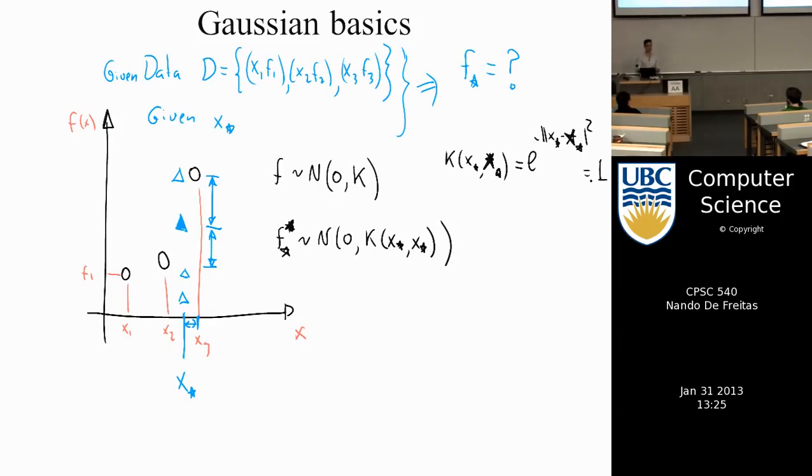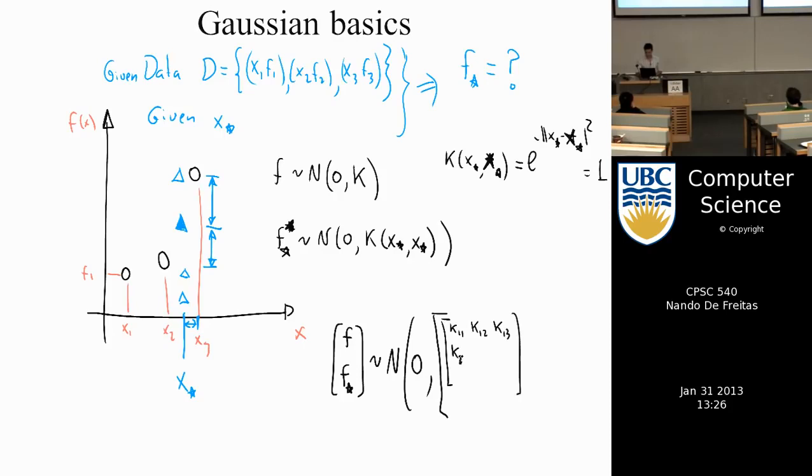So I can't just have them as 2 independent Gaussians, but I must have them together as a 4D vector: a 3D vector f, and a 1D vector f star, coming from a Gaussian distribution that's still 0 mean, but with a covariance that is first the covariance K, which is k11, k12, k13, k21, k31, k22, k33, and k23, and k32.